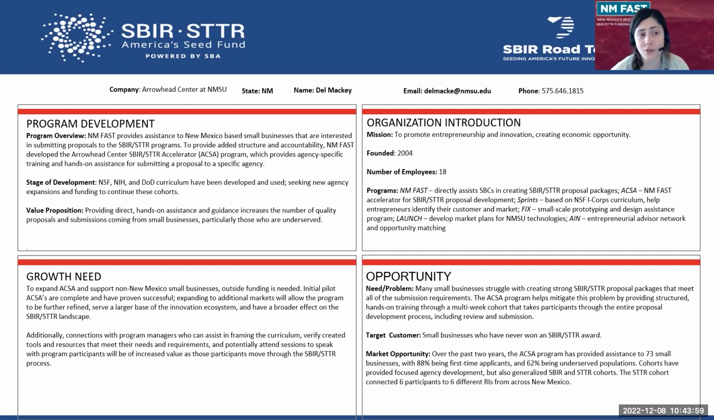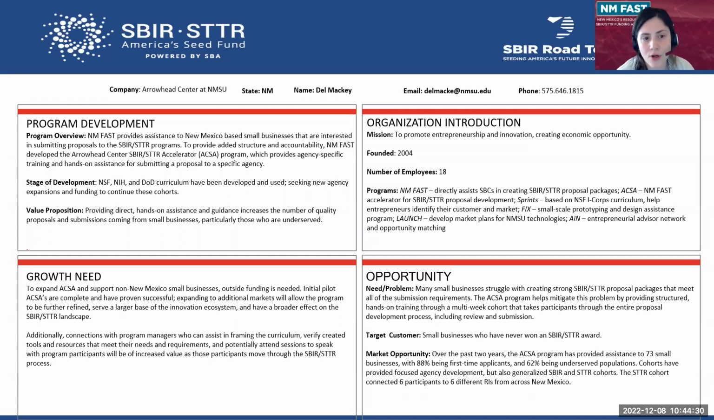For example, if you're interested in the USDA, they have more socially focused topics. For those topics you might not need to come up with a new technical product, but could focus more on program development in different communities. So here, the company name is going to be Arrowhead Center at NMSU, and then also some of Dell's information up there. Instead of doing technology development right here, we're going to do program development.